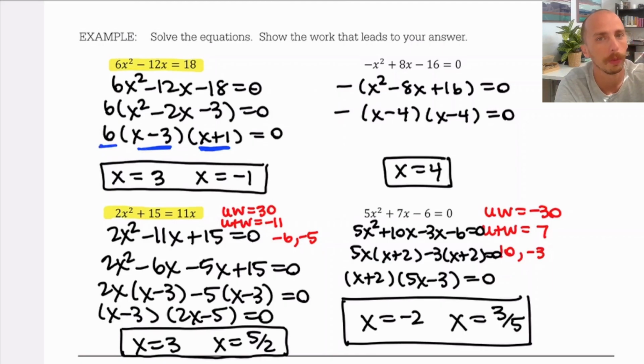But that's not going to contribute a solution, because I just want to remind you that if these 3 things multiply together to equal 0, one of them has to be equal to 0. So it's either going to be the case that x plus 1 equals 0, which gives us a solution, or x minus 3 equals 0, that's another solution. The third option is that 6 equals 0, but we know it doesn't.